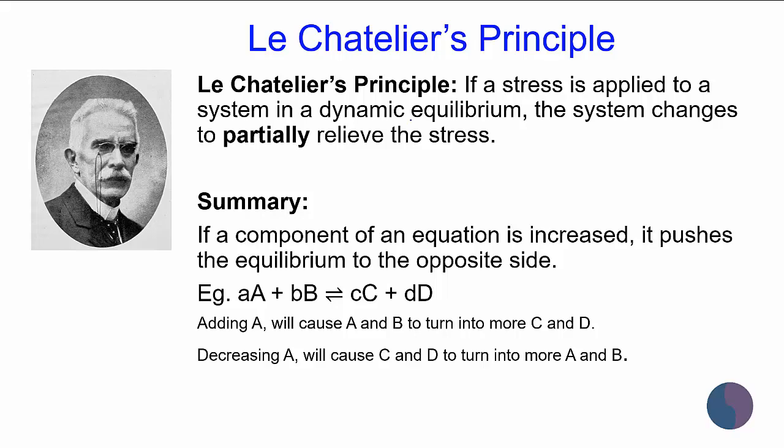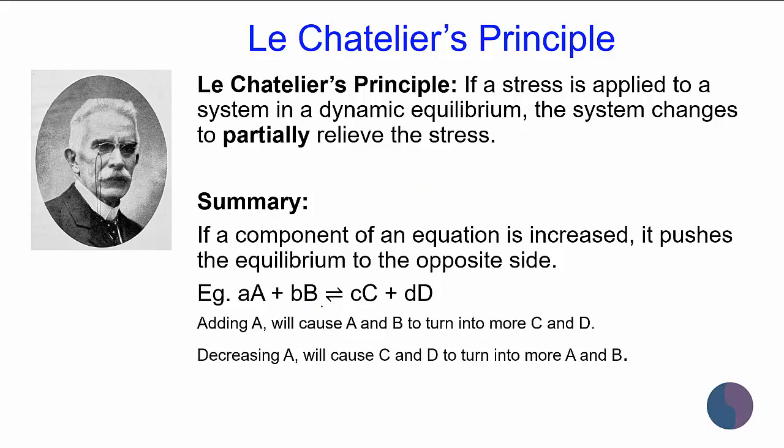So we've defined equilibrium and shown you how to work out the equilibrium constant using the equilibrium expression. And now we're going to look at the different stresses that you apply that can push the equilibrium to the left or to the right. Now, this is called Le Chatelier's principle. So if a stress is applied to a system in dynamic equilibrium, the system changes partially to relieve the stress.